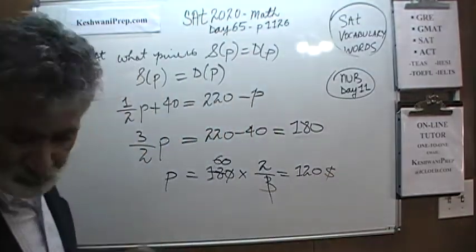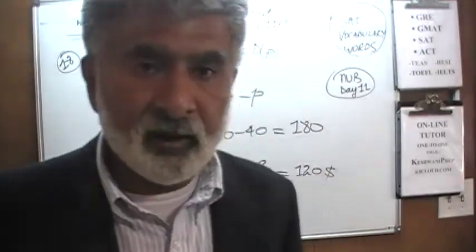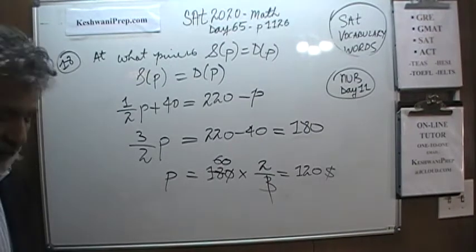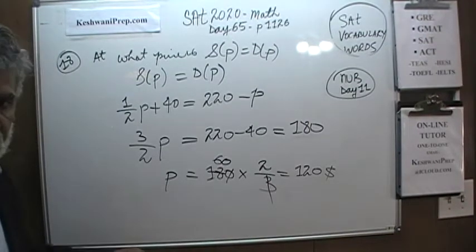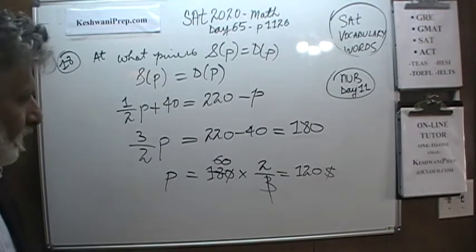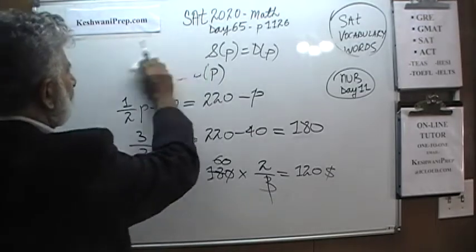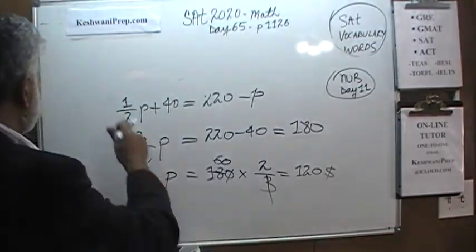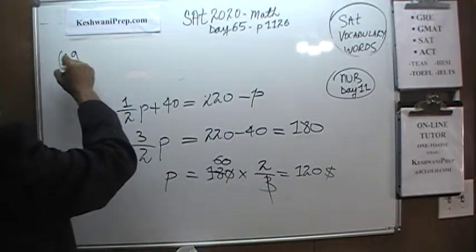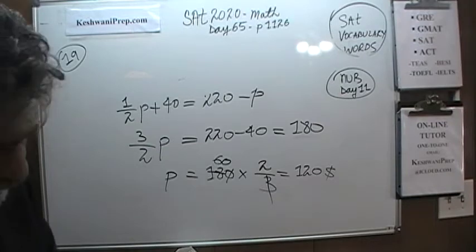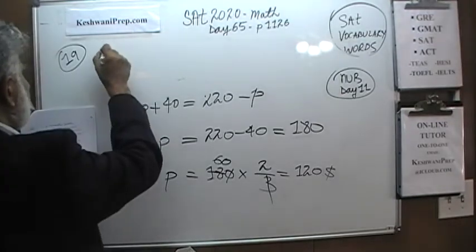At what price will the quantity supplied be equal to quantity demanded? The answer is at the price of $120. That is your magic price. That is your equilibrium price. Number 18. Number 19, rather. Number 19 is the proportion problems.